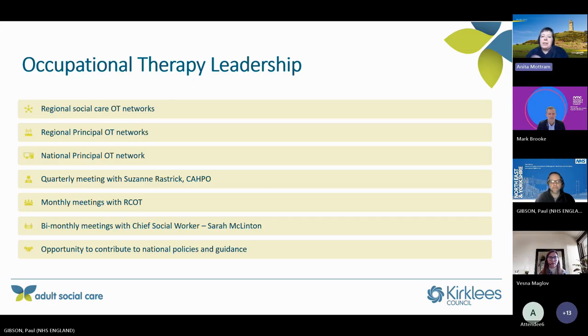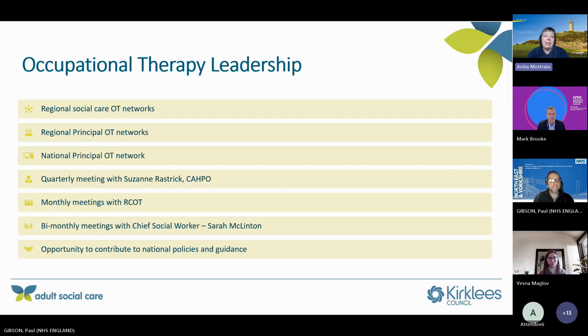Okay. So I just want to come back, if I may, to occupational therapy. There are around 3,400 OTs working in social care, so only a small number, but we do have an opportunity to make our voices heard. We've got regional network meetings for operational managers. We've got regional principal OT meetings where we look at strategic needs, where we look at service development, where we look at governance and national policies.